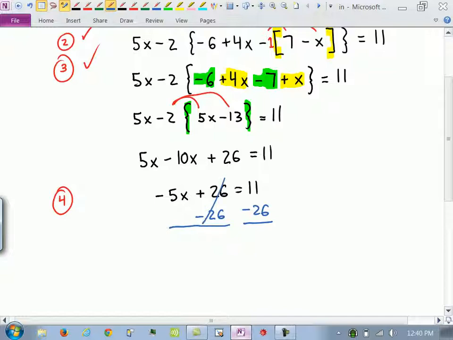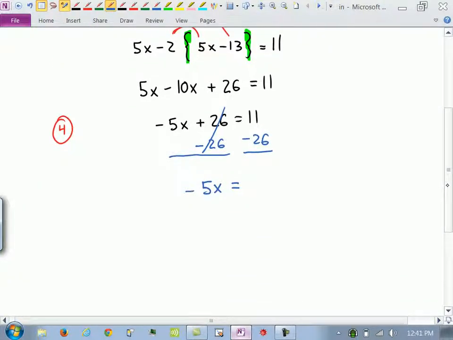Yeah, they cancel and you just get negative 5x. So negative 5x is here. We still have the equal sign between them. And then what's 11 take away 26? Negative 15. Okay, we have isolated the variable term.